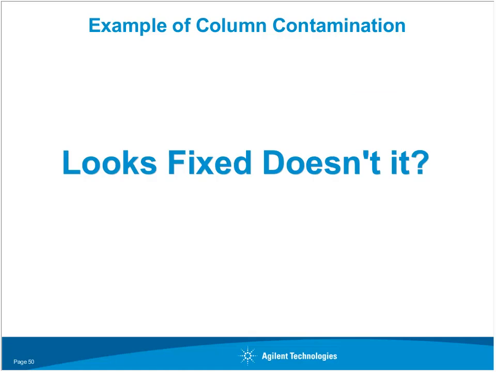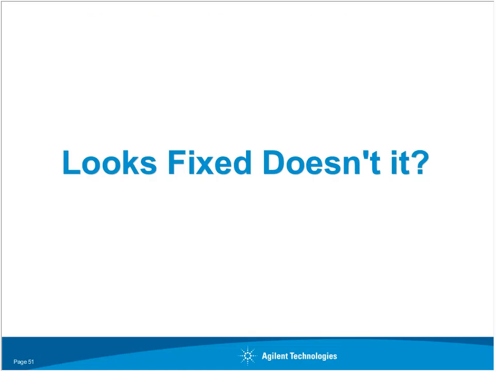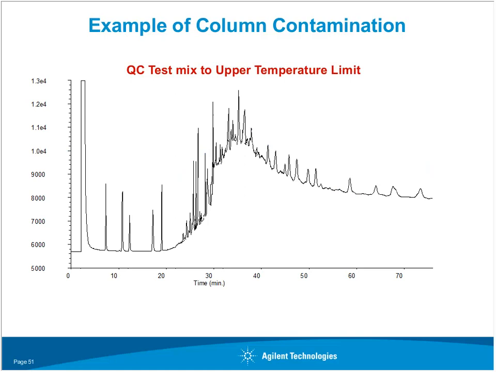So here the column looks much better. But again, it looks fixed, but look what happens. This is the same column that we've already cut. And look at the contamination that's still on the column. So that material has migrated down that column more than 1.5 meters. And even though it looked better, it's still contaminated.